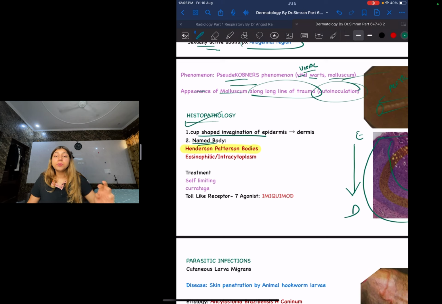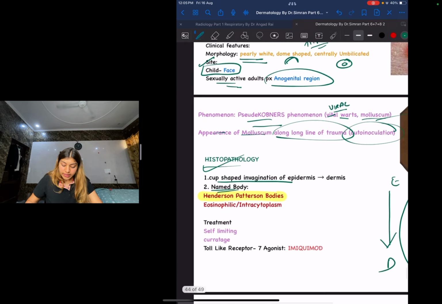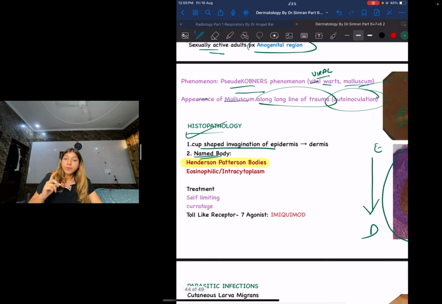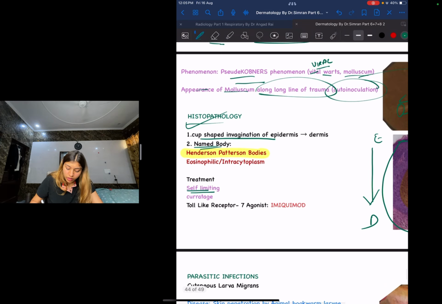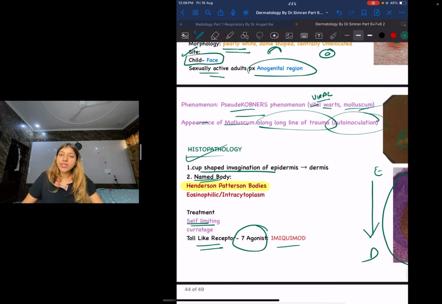Now, what is going to be the treatment? Since I know these viruses cause auto inoculation, I will go for observation, as it should be self-limiting, or I can use a toll-like receptor 7 agonist, that is imiquimod. So this is all about our viral etiology. See you in the next lecture. Thank you.